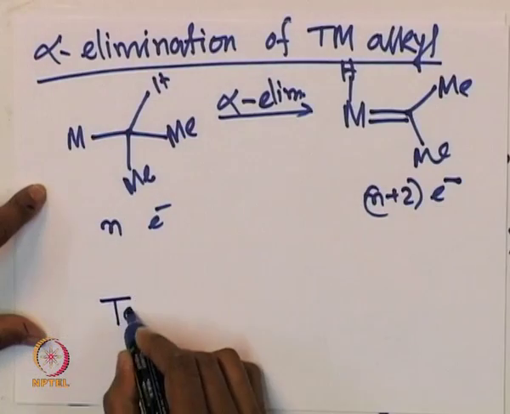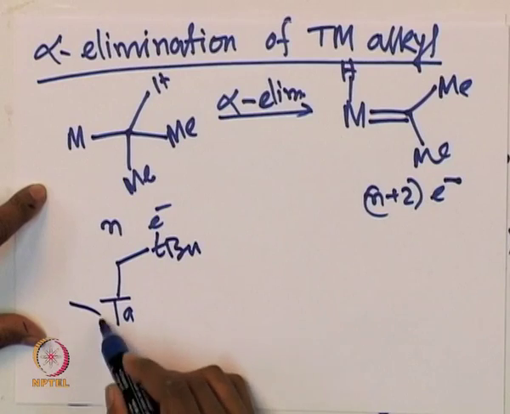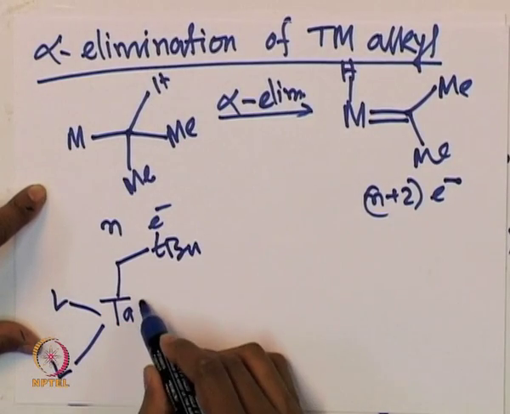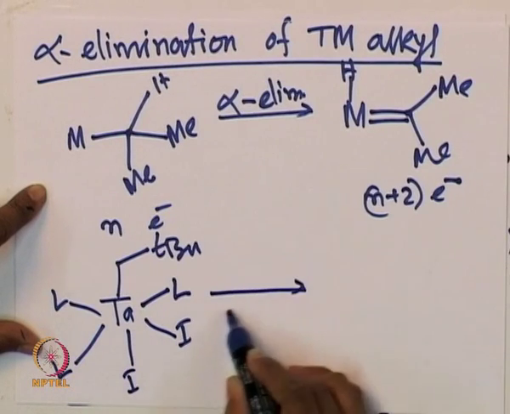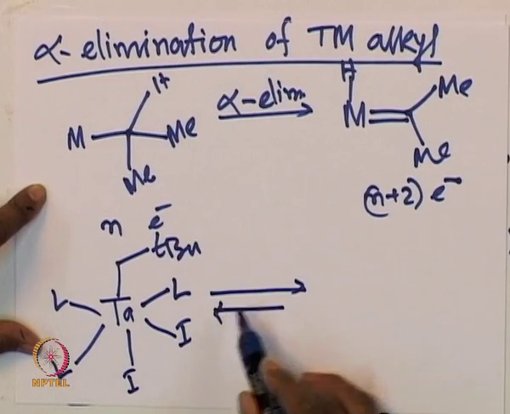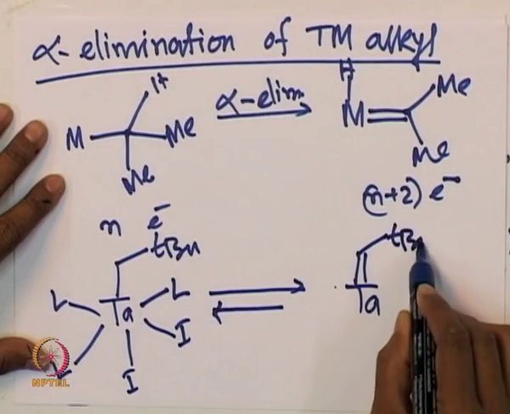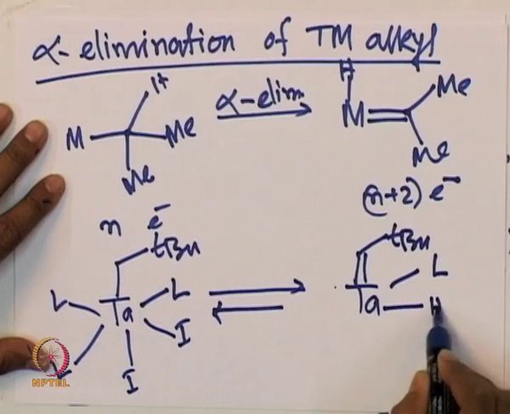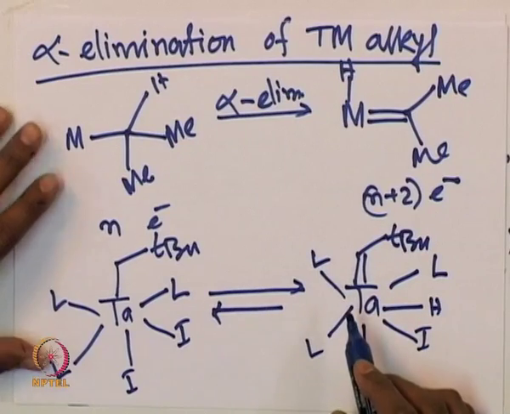Let us take one particular example which demonstrates this alpha elimination of metal alkyl species. This again is a very elegant example. This is by Professor Schrock's group, Richard Schrock at MIT. They have shown that this tantalum complex can give you this tantalum carbene intermediate, along with L, H and I, L, rest of the things remain constant.